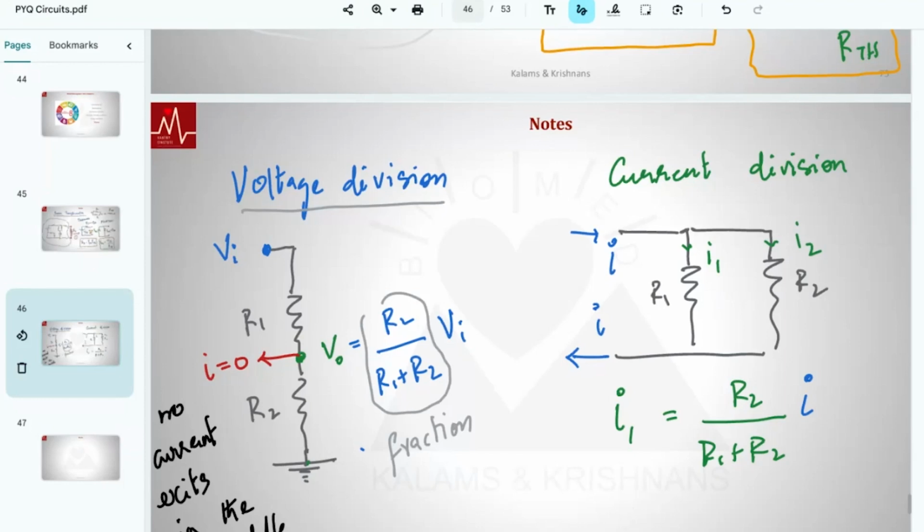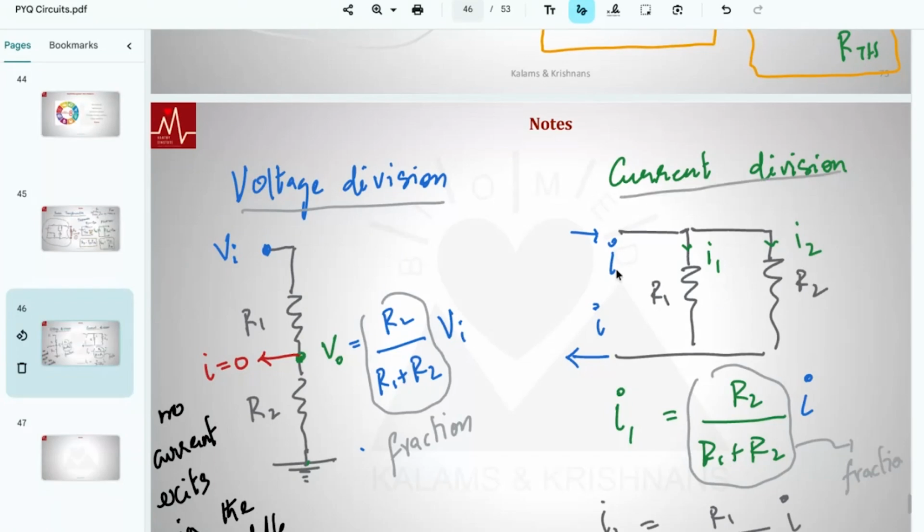You could also, of course, compare this I2. Notice, again, this is a fraction. This is the fraction of what is entering here. I2 happens to be R1 by R1 plus R2 times what is entering. No confusions. With fraction, that is your current division.